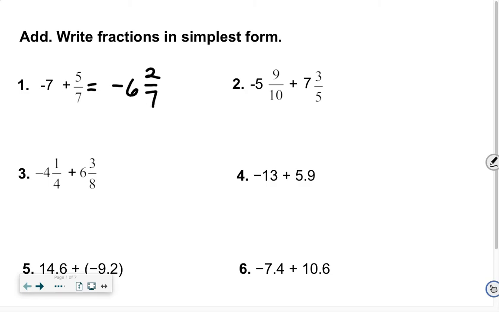Have number 1 done? Am I correct? Is it negative 6 2/7? Good. What about number 2? Get it done quickly.